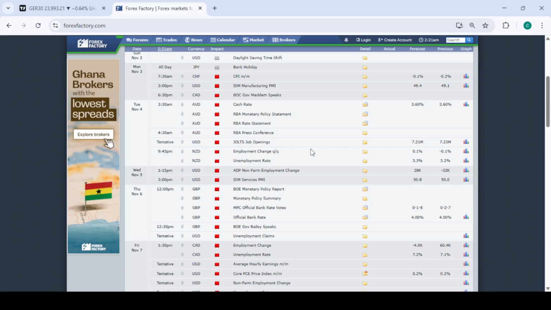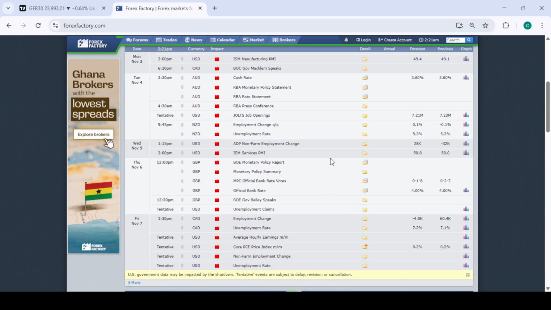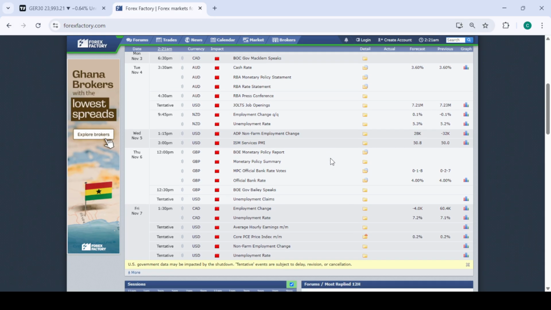Later in the day we have job openings, and NZD also has its employment change and unemployment rate later that night on Tuesday. On Wednesday we have the ADP non-farm employment change and also ISM services PMI. It's actually an NFP week, and since the US government shutdown is still ongoing, we might not have the NFP this week, even though it is listed. So it's a tentative event on the calendar.